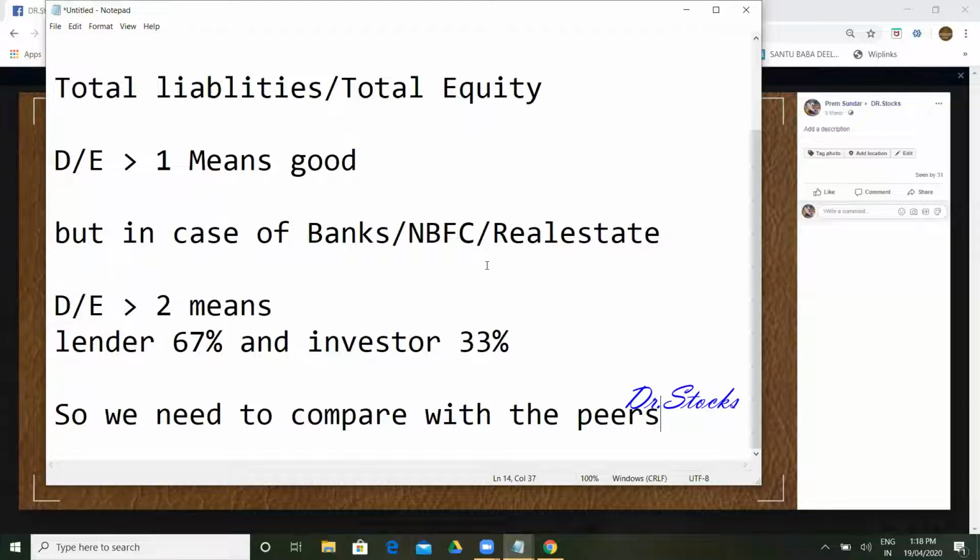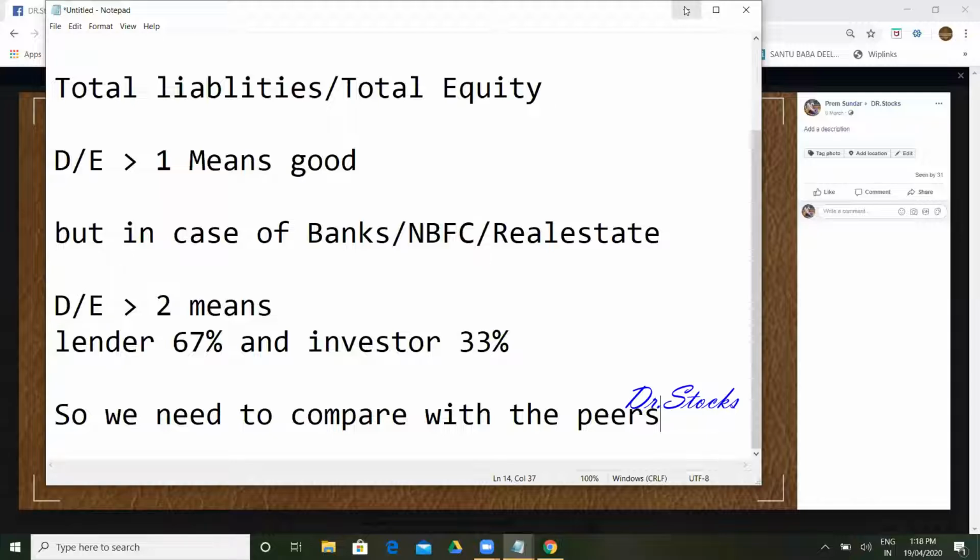So in this case, what we need to do is compare this with the peers. How the peers are working in it, and accordingly we have to take the decision. We are not going to see any case studies at this moment, whereas we are going to see the next thing, that is the interest coverage ratio. And once that is done, comparing both, we are going to go for the case study.